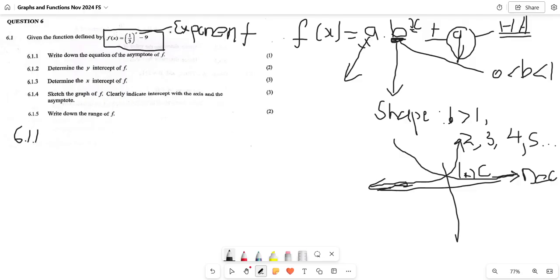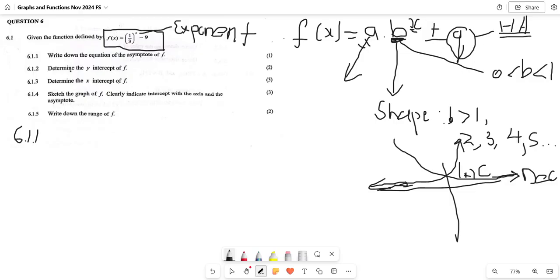We are given our function there. The first question, for a mark allocation of 1 mark, says write down the equation of the asymptote of f. Remember, we come to this standard equation that defines our exponential curve. The value that has a plus or minus after the variable carrying an exponent x, the number that comes after that, defines our horizontal asymptote. And this horizontal asymptote lies on the y-axis.